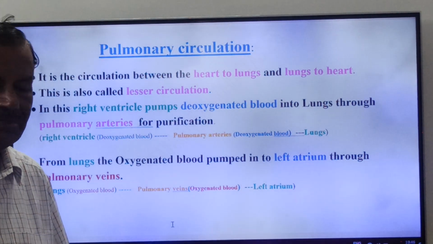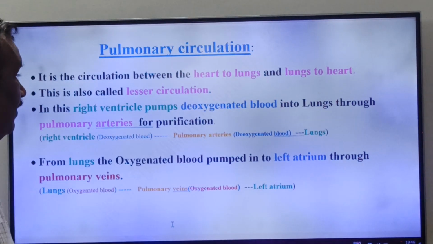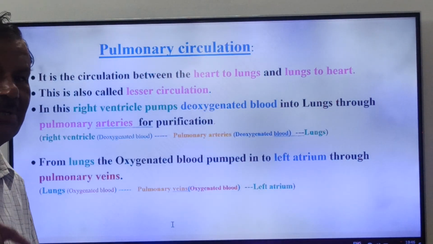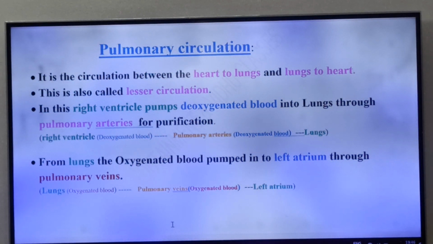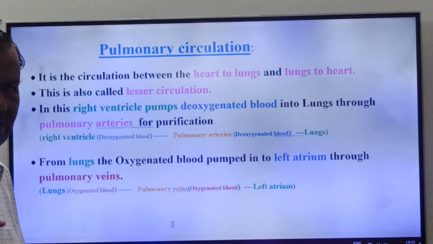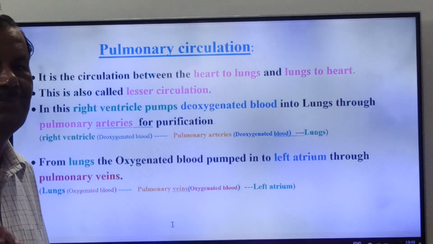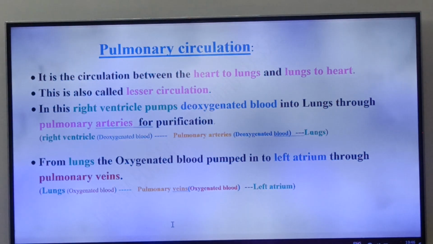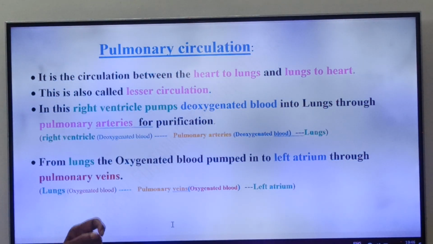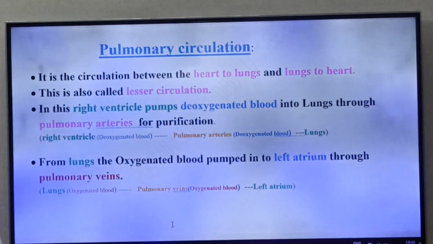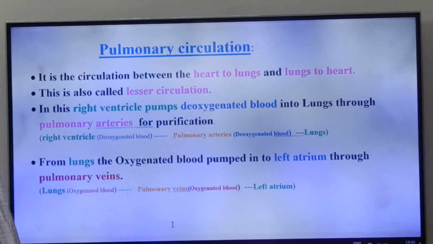So that is circulation of blood between whom, friends? Heart and lungs. Right ventricle to lungs, lungs to left atrium. That is called as what, friends? Pulmonary circulation. Once again, what is pulmonary circulation? Pulmonary means lungs. It is a circulation between the heart to lungs and lungs to heart.